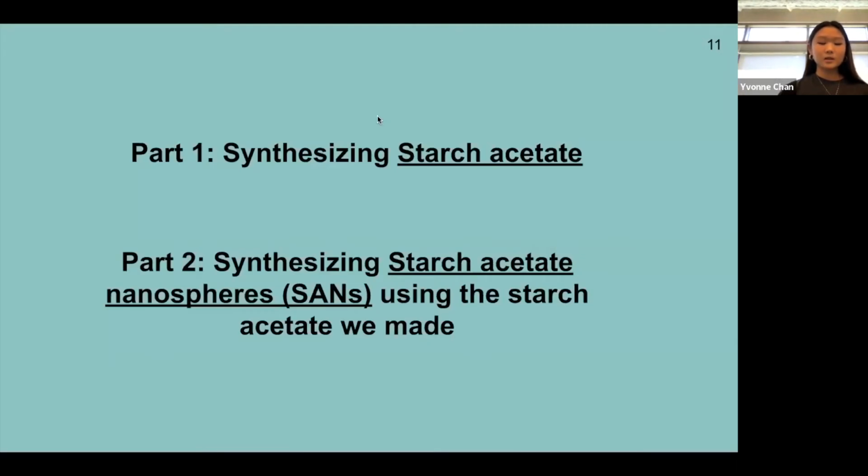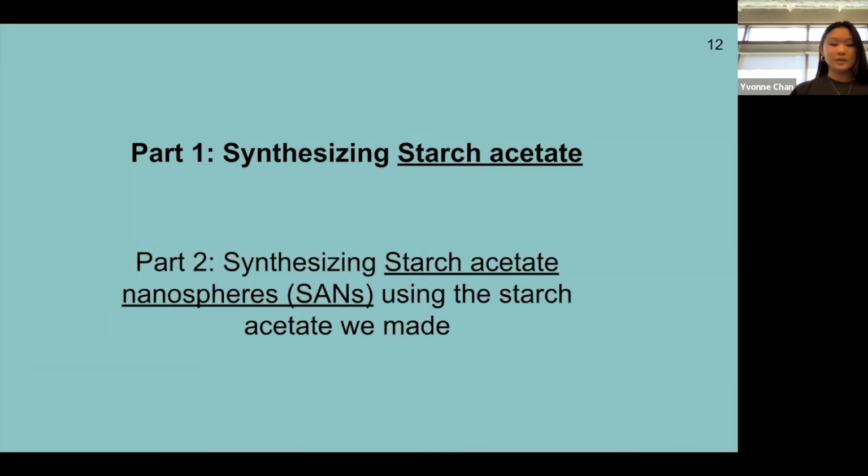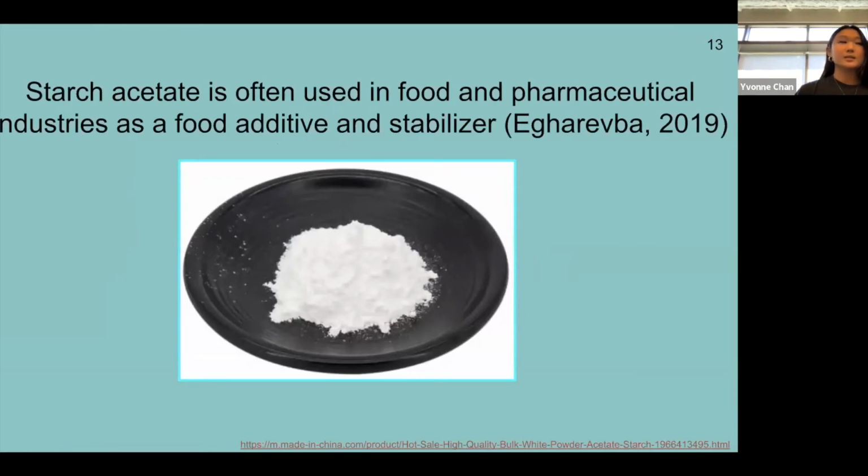So the research on synthesizing SANs has two parts. Part one consists of creating starch acetate, and part two consists of making the starch acetate into nanospheres. So part one is to create the base of starch acetate. To introduce starch acetate a bit more, it is often used in the food, cosmetic, and pharmaceutical industries as a great stabilizer, thickener, binder, and food additive.